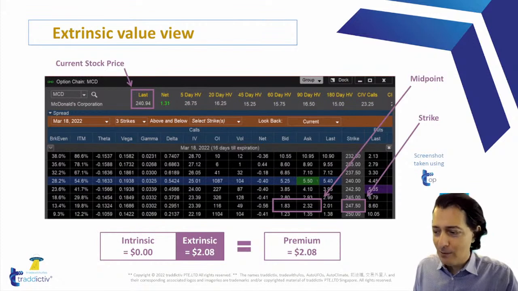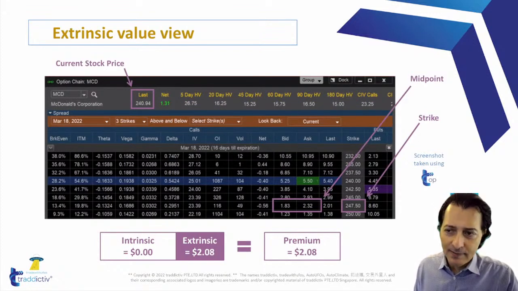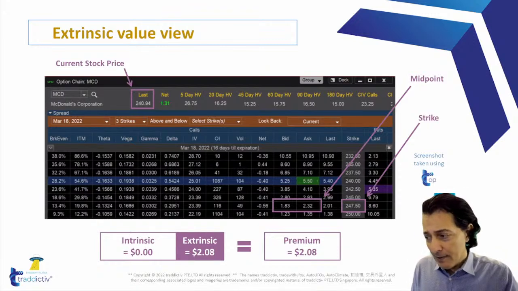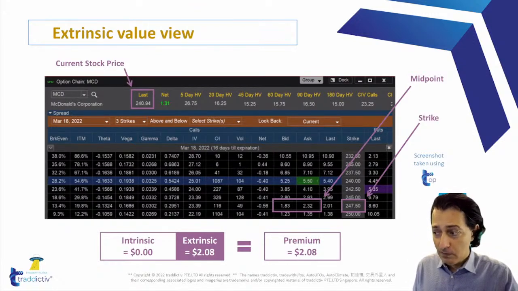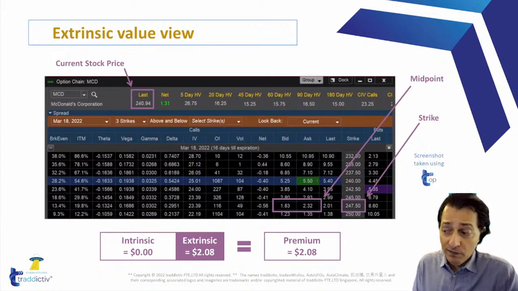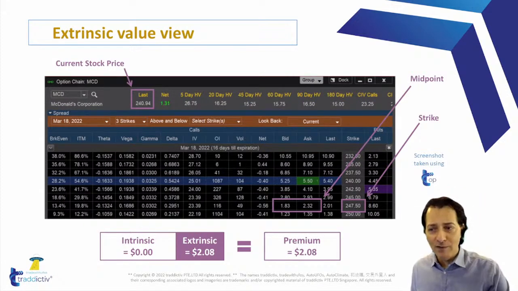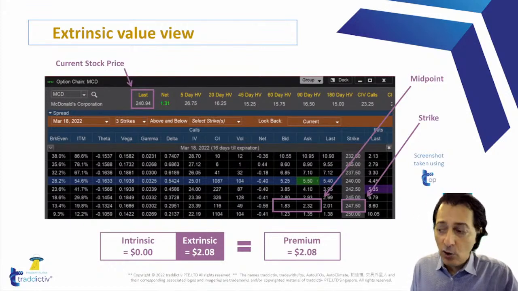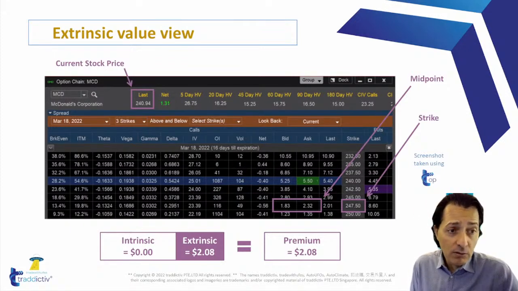Same option chain with McDonald's, same current stock price, 240.94. But now instead of looking at the 235 call, I'm looking at the 247.5 call, which is an option which has no use at this moment in time, because the 247.5 call gives you the right to buy at 247.5, where the current value of the stock is 240.94. That's not useful. So how much is the intrinsic value? Zero. Okay, as we have seen on all the other examples.